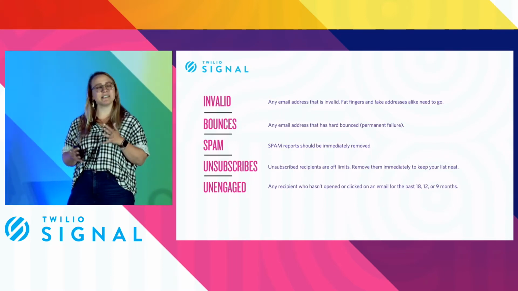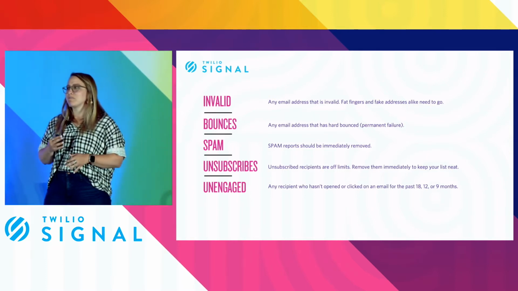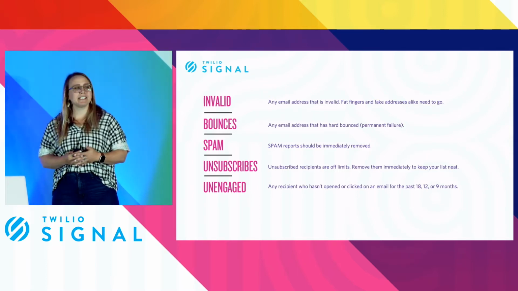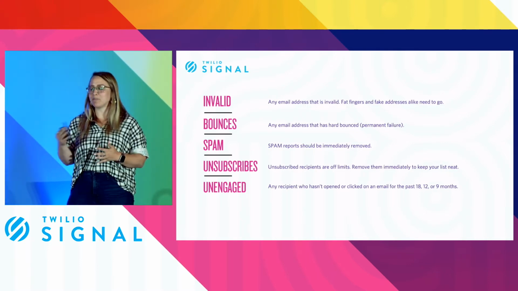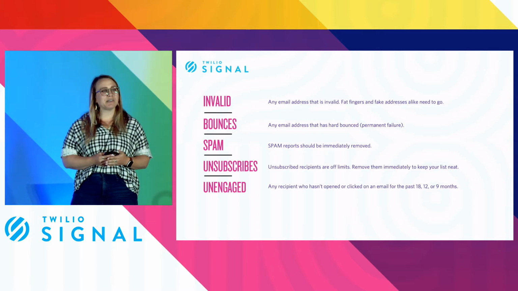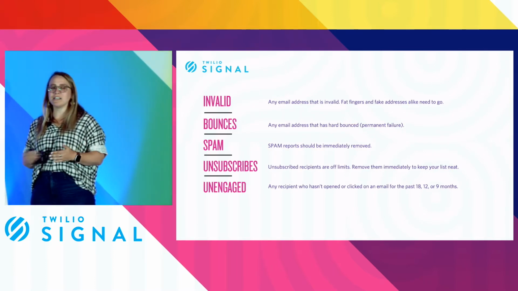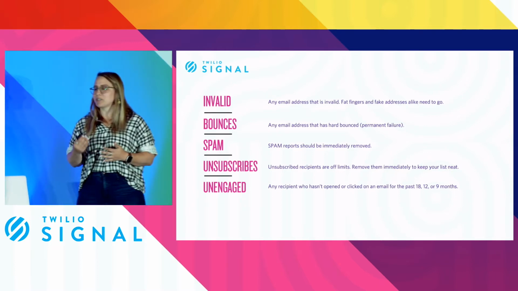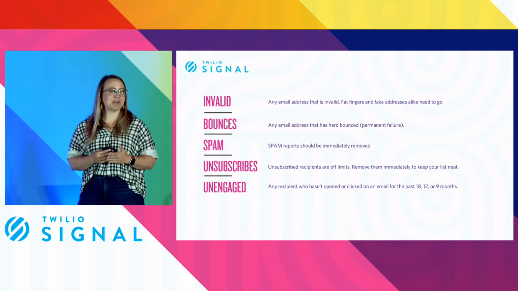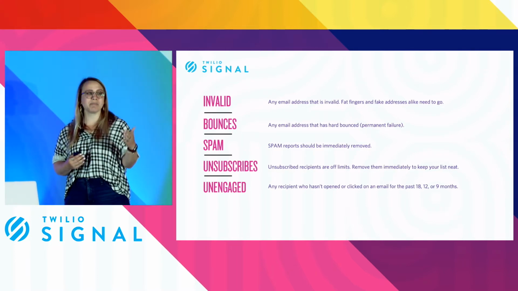The next one takes a little bit more strategic looking into and deciding what's right for your business, but these are your unengaged users. And we mentioned a sunset policy, and what that means is you're deciding after your recipient hasn't engaged with you in so many months, you're going to remove them from your list. So we've actually heard from certain inbox providers that sending to someone who hasn't engaged with your email in 6 months is the kiss of death, so that's a great place to start.